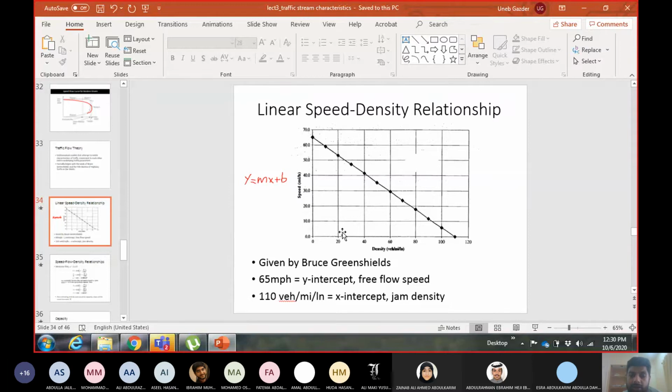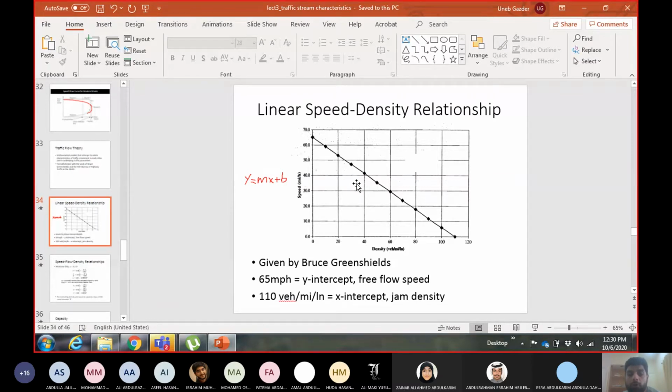Now Bruce Greenshields derived the equation for this straight line, and we already know what the equation of a straight line is, right? y equals mx plus b. This is the equation of the straight line. What is y? For this line, y is speed. Okay, so this equation is for speed. What is x? What do I have on the x-axis? Density. So instead of x, I will put density. What is m? The slope of this line.